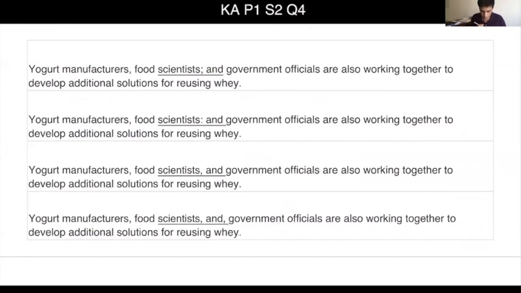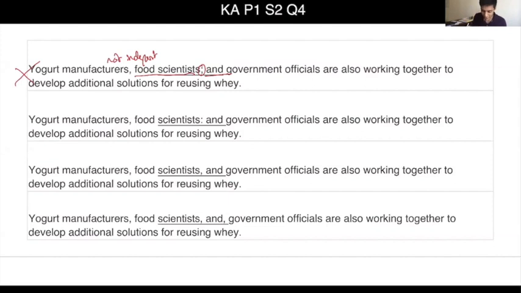There you go, semicolon error, perfect. What's the rule for semicolon? The rule for semicolon is clauses on either side have to be independent. This is not an independent clause. Food scientist is not an independent clause. And if you start a sentence with and, that's not an independent clause. So this cannot be the correct answer.